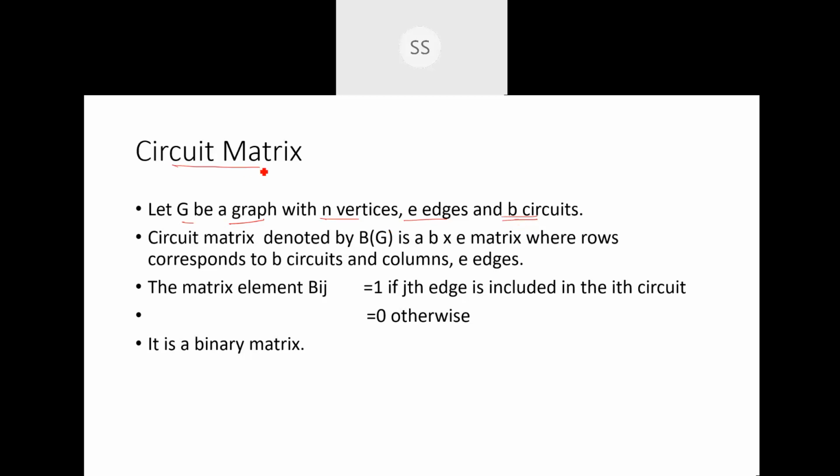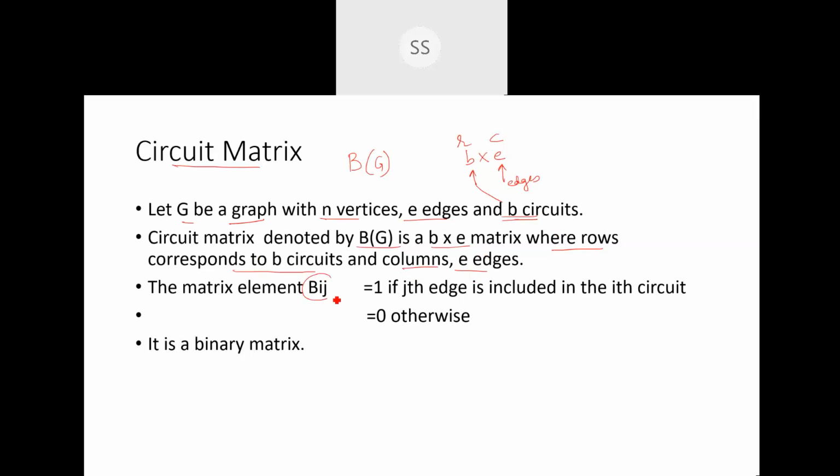Then the circuit matrix can be represented as B of G. It is called a B by E matrix. Children, it is of the order B by E, where E is the number of edges and B is the number of circuits. The rows correspond to the B circuits and the columns correspond to the E edges.